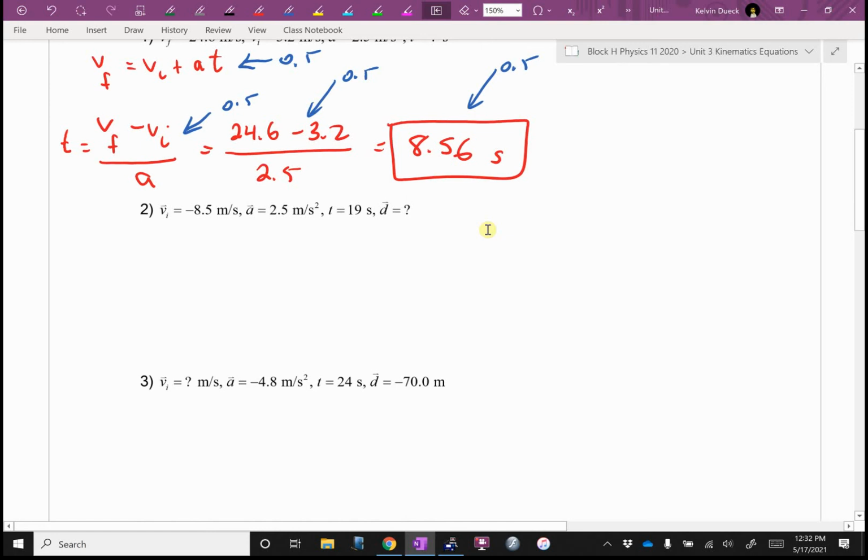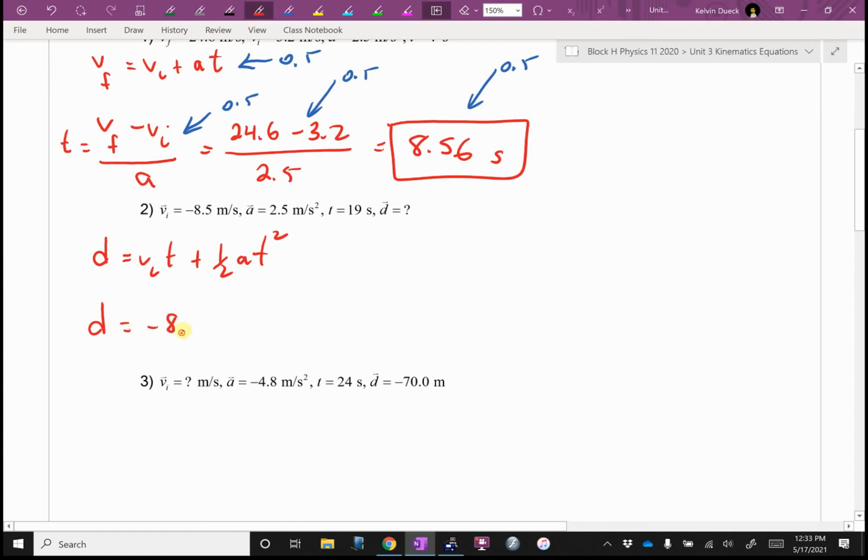Question 2, I'm looking for an equation that has a VI, an A, a T, and a D in it. It's this one: D equals VIT plus a half AT squared. And where you want to be by the end of today is you want to be able to find the correct equation. Also, it would be nice if you're comfortable rewriting the equations, but that's still going to take some practice. I get it. The D is already by itself. That's a bonus. So I can just go straight to plug and chug.